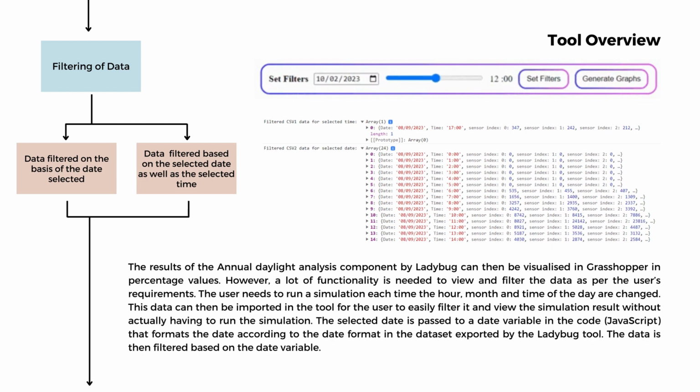The selected date is passed to a date variable in the code that formats the date according to the date format in the dataset exported by the Ladybug tool. The data is then filtered based on the date variable. Once the date and times are selected, the tool filters the data into categories.